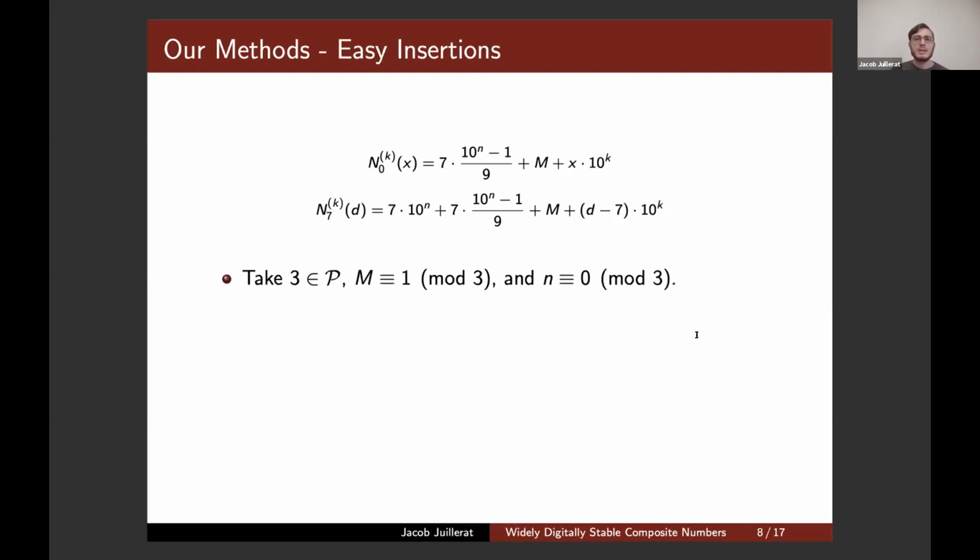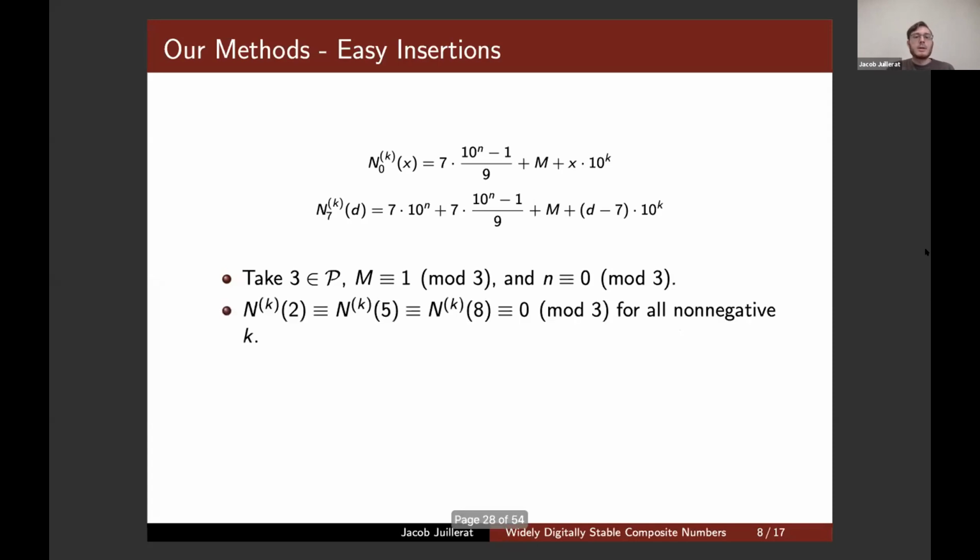So we're going to take care of some easy insertions. We already took care of 0 and 3 into the leading zeros and 7s. So if we take 3 to be in our set P, and M congruent to 1 mod 3 and N congruent to 0 mod 3, then for both the leading zeros and leading 7s, we get that if you insert a 2, 5, or 8, the resulting number will be divisible by 3 for all non-negative k. And the reason we're able to use 3 in this way is because 10 to the k and 10 to the m are just 1 mod 3. So we remove the dependence on k here with the prime 3.